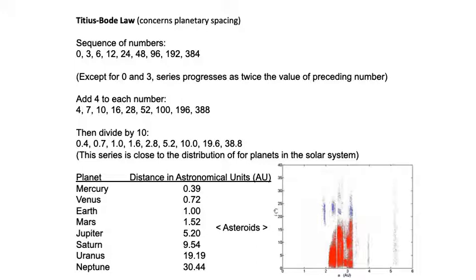There is, however, a 5.2 astronomical units, and you're out in the orbit of Jupiter at that. Instead of 10, we have 9.54 for Saturn. Instead of 19.6, we have 19.19 for Uranus. Instead of 38.8, we have 30.44 for Neptune. So what is that missing 2.8?